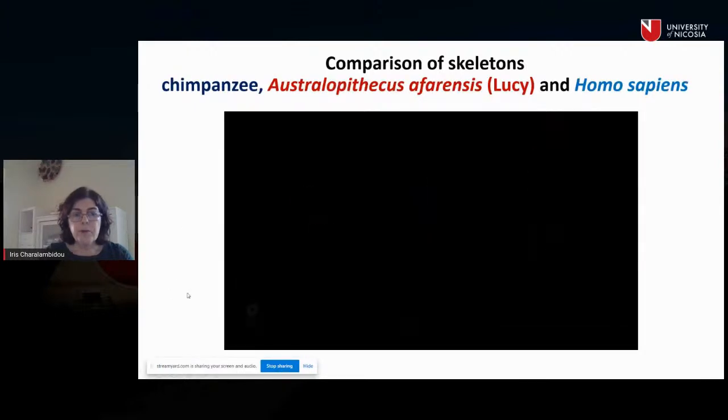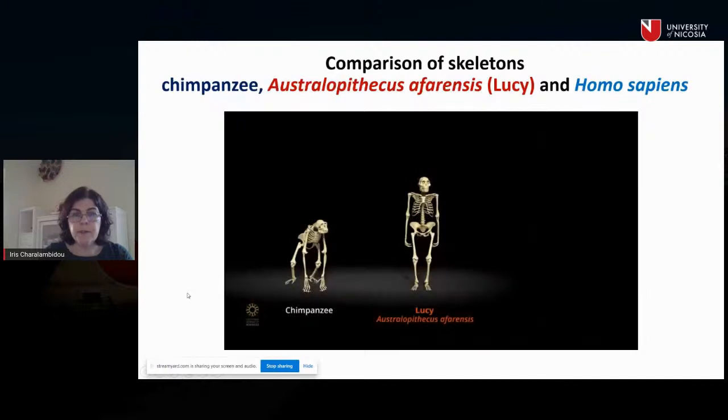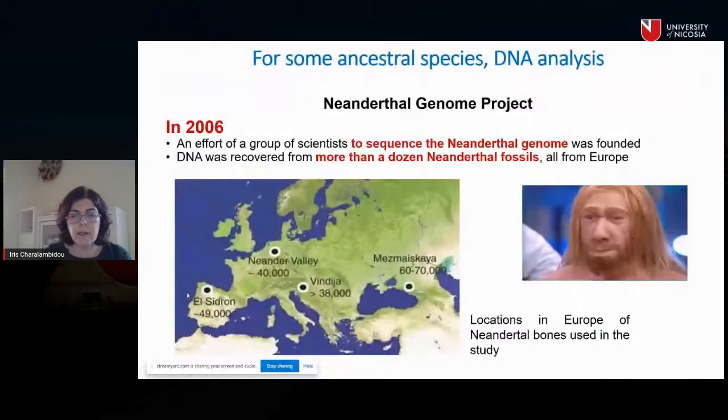So I hope that you found the video interesting and that you realized that actually the Australopithecus shared some characteristics with the chimpanzee, with an ape, and some characteristics with the Homo sapiens.